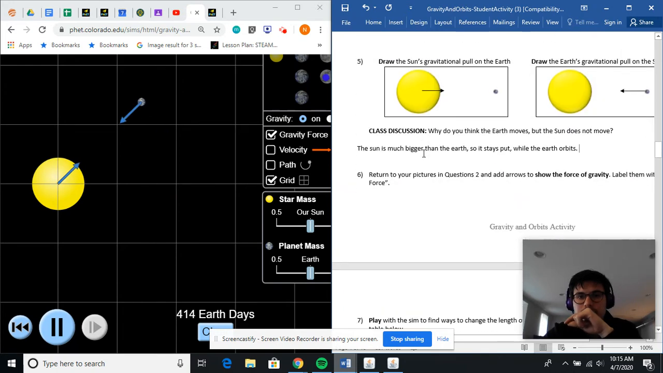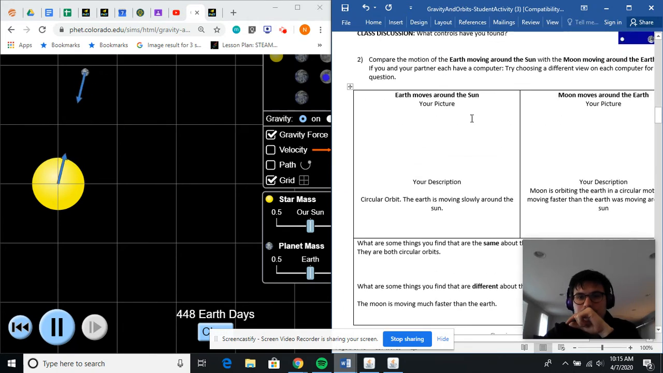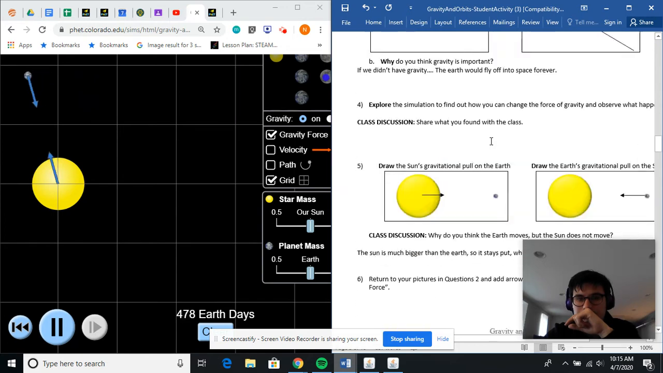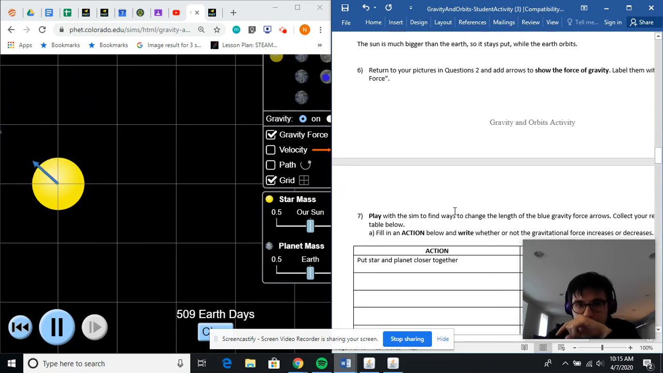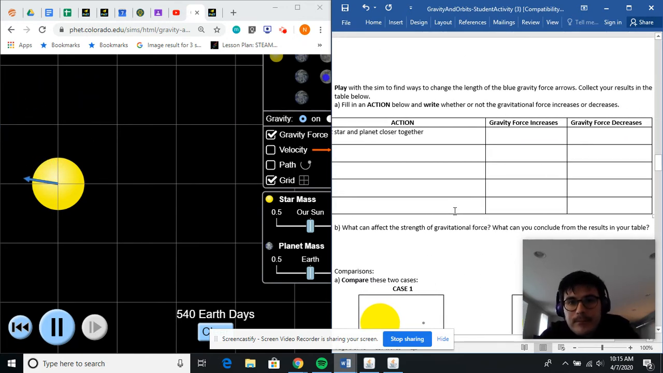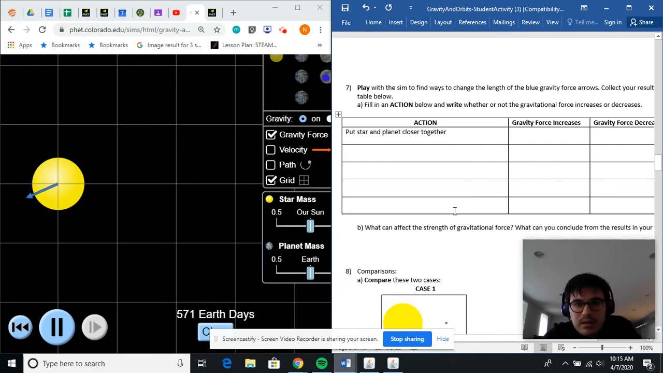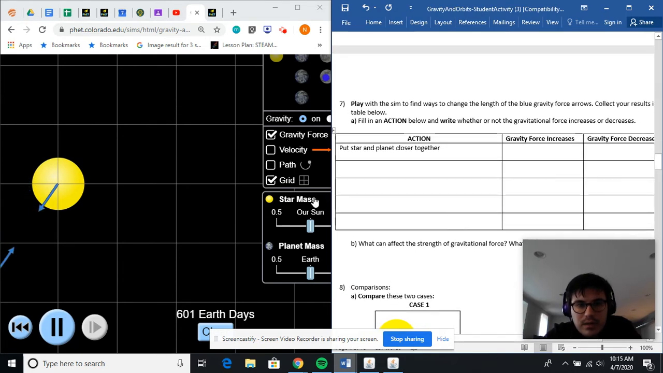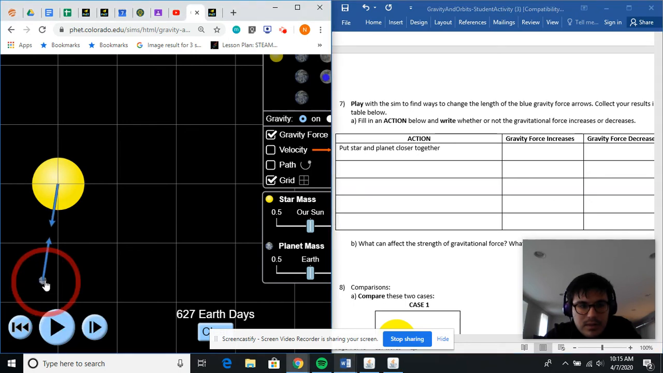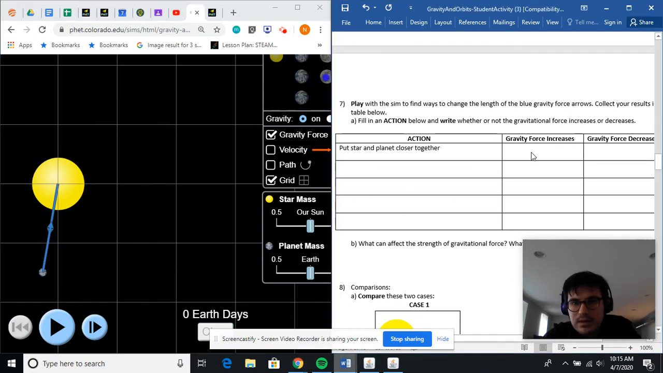What you're going to do is go back to these pictures and just add your arrows for gravity. It'll look like this. We're going to change the length of the blue gravity arrows. So what I can do is move this. If I put the star and the planet close together, what happened to the arrows? It increased.